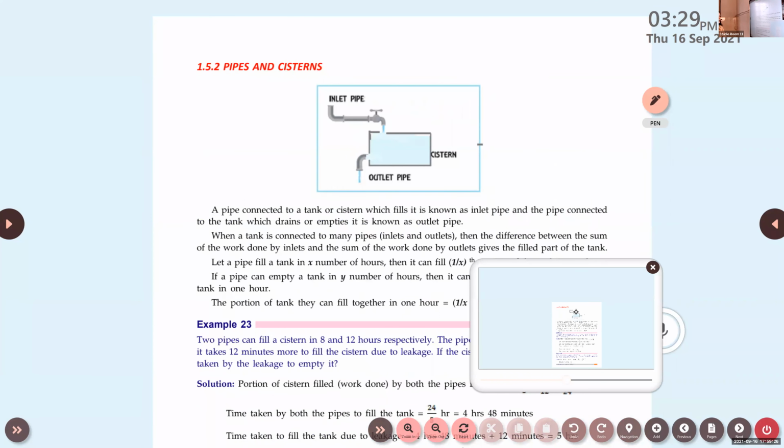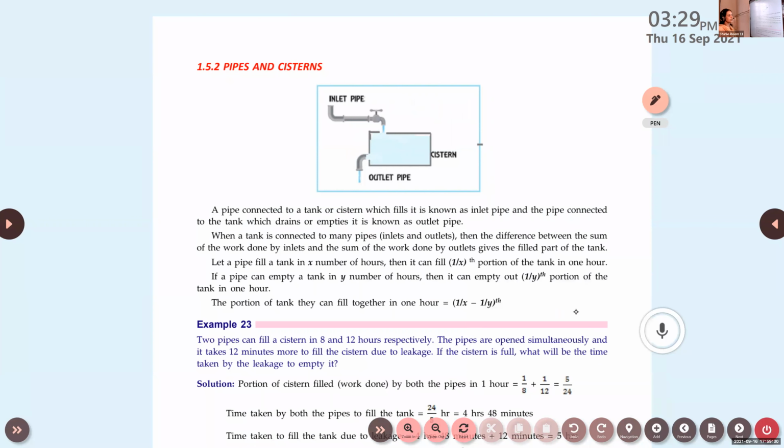Suppose a pipe connected to a cistern fills it, it is known as the inlet pipe. Which is filling means we call it the inlet pipe. Note down the terms: inlet pipe and outlet pipe. The pipe connected to the tank which drains or empties the tank is called the outlet pipe. Which fills the tank is the inlet pipe, which empties the tank is the outlet pipe.